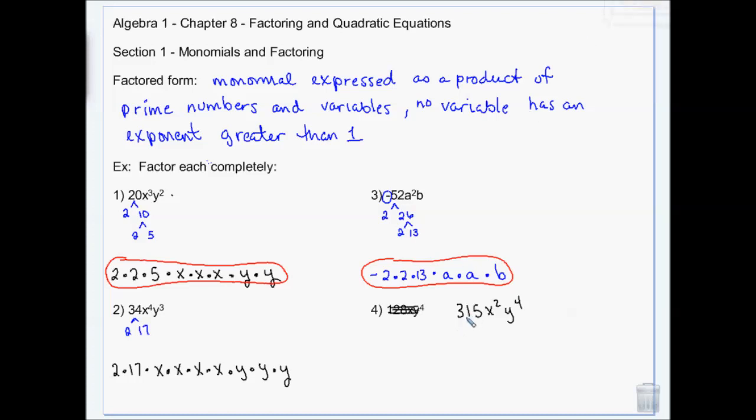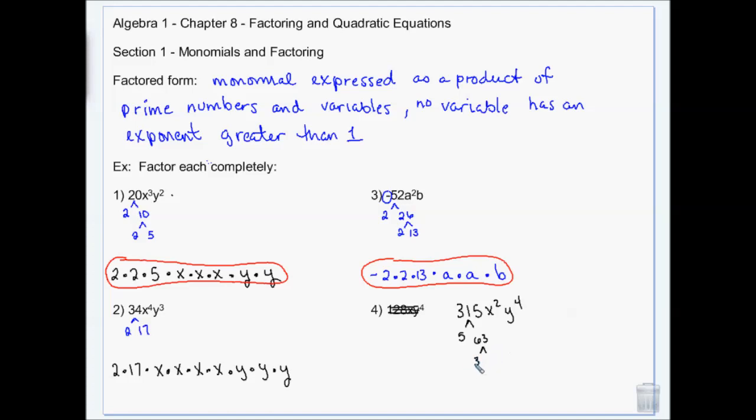It's not even. But it's divisible by 5. It's divisible by 5 because it ends in 5. So I'm going to do 5 times 63. And 63, to tell if a number is divisible by 3, you add the digits. So 6 plus 3 is 9. 9 will divide by 3, so 63 would also divide by 3. Or you could do 7 times 9, however you want to do that.